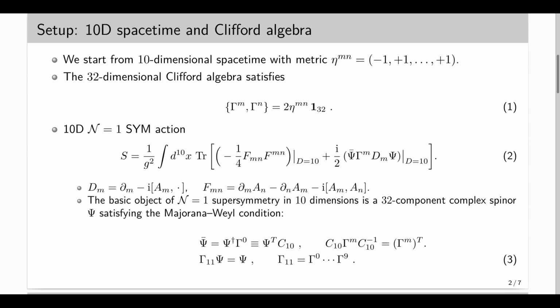The full 10-dimensional action is in equation 2. It contains the gauge field strength and the fermion kinetic term built from the covariant derivative D_m acting on the spinor psi.